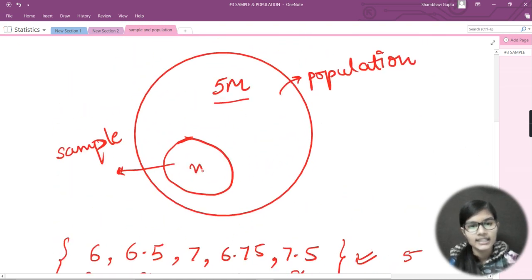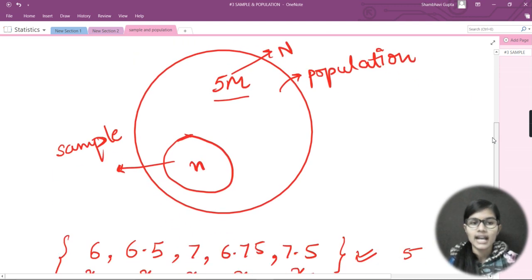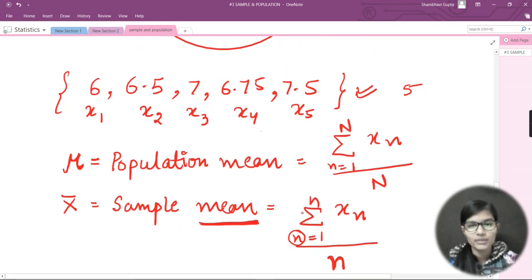So small n is from this sample, and the capital N which I am saying here is this 5 million. Capital N refers to the total population, and the small n in the sample mean case is the number of data points which I had taken from that sample. I hope I made the difference between capital N and small n clear. In the population mean case, n will go from 1 up to capital N, that is 5 million. So this is the way of computing the population mean and the sample mean.